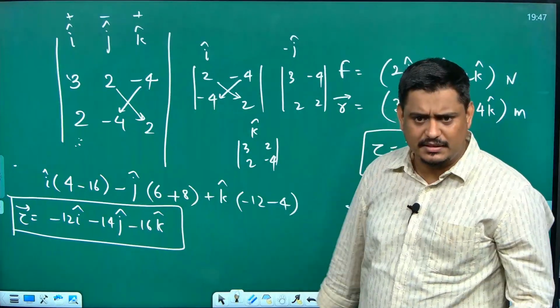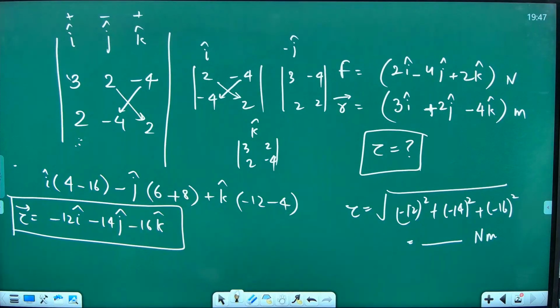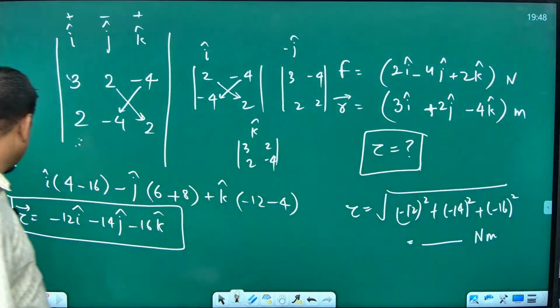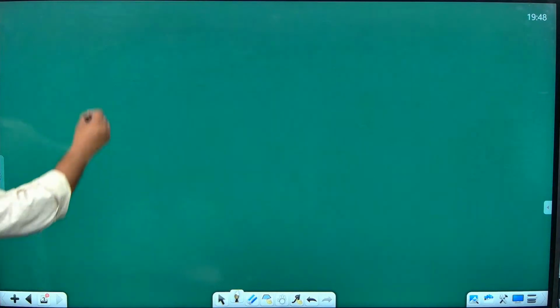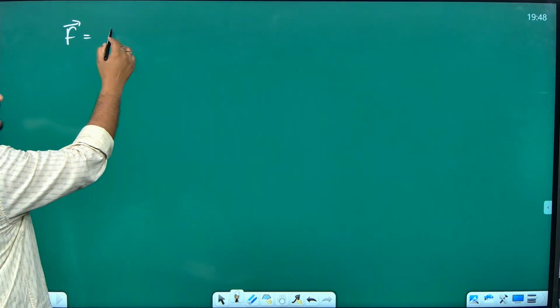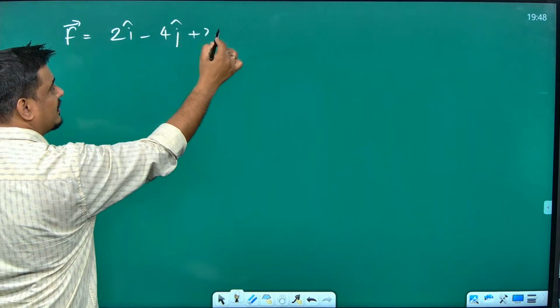Another method is there, a simpler method. Simpler means a longer method. Shall I tell that method to you? Okay, I will tell that method to you. So those who don't want to learn this, I will tell another method. What is the value of F given? Tell fast, Raghav. Loudly. 2 i cap, minus 4 j cap, plus 2 k cap.